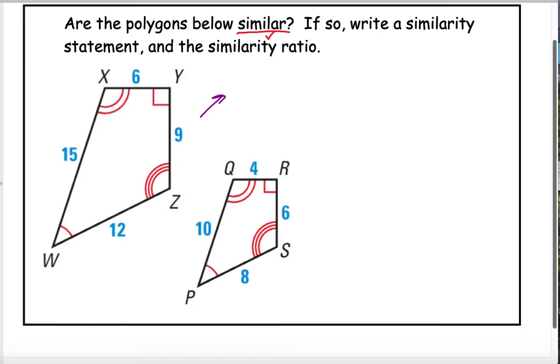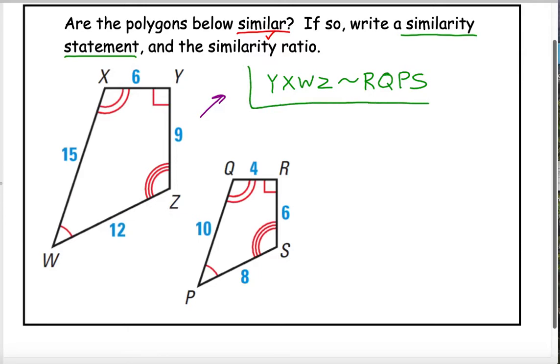So that's a check. So now we need to write a similarity statement, like we did in the last one. So I'll start with the one on the left, the bigger picture, and let's start with Y. Doesn't matter. And let's go counterclockwise. So Y, X, W, Z is similar to, now go to the other picture, what matches up with Y, that's R. What matches up with X, that's Q. And then with W is P, and Z matches with S. So there's your similarity statement.